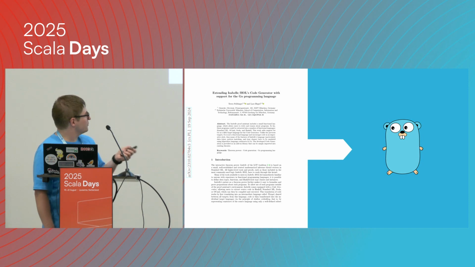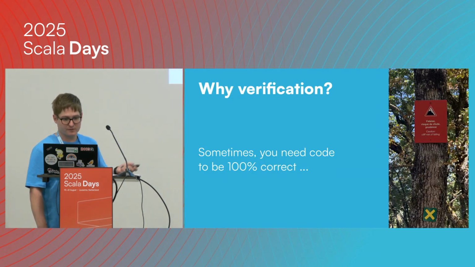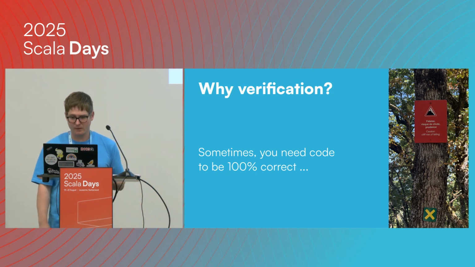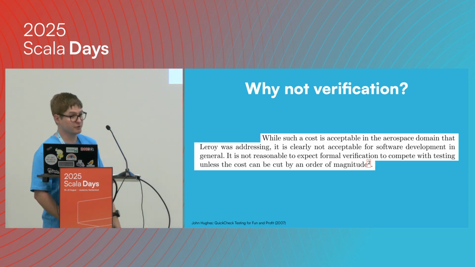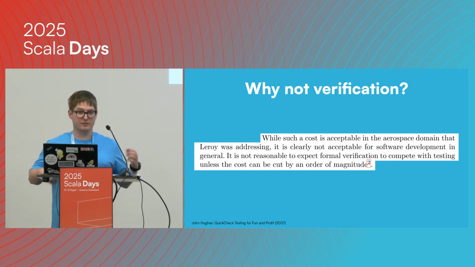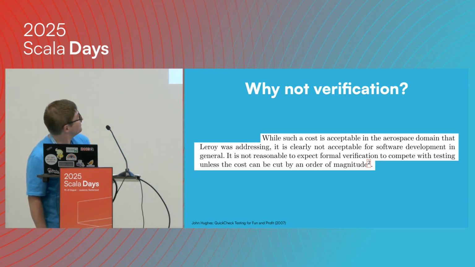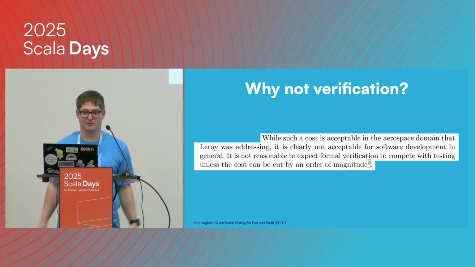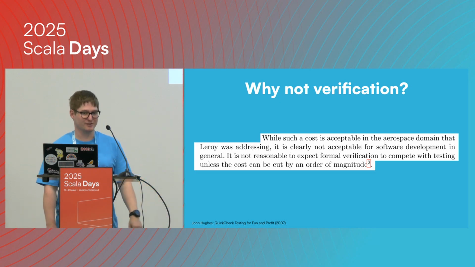So why would you do that in general, not just Go? Well, sometimes you need your code to be 100% correct, right? Sometimes it's just necessary. And why not? Well, this is a quote from John Hughes from another paper on QuickCheck, where he's trying to argue why property testing is a good middle ground. I'll give you a moment to read it. What he's basically saying is that if you have one line of code, you need 10 lines of verification. In many domains, that's just not a good business case. In some domains, it is.